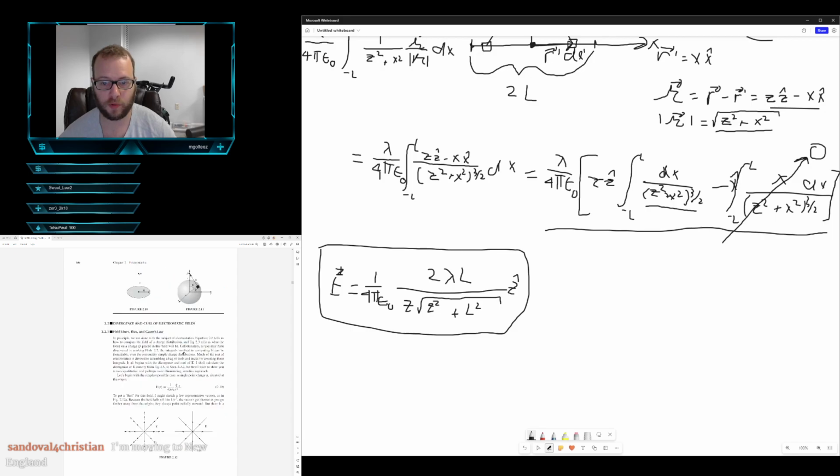Some more complicated problems, which we can go over later if people ask. But let's go over another way to calculate the electric field.